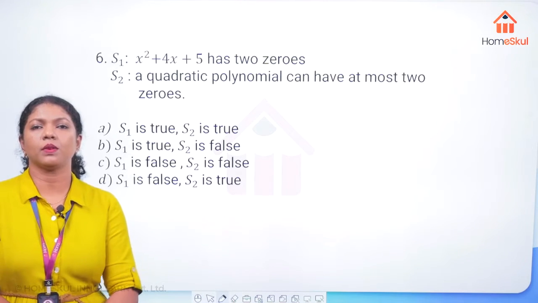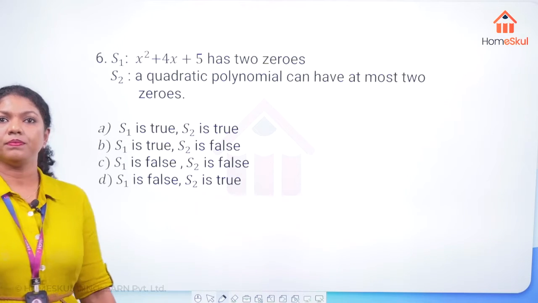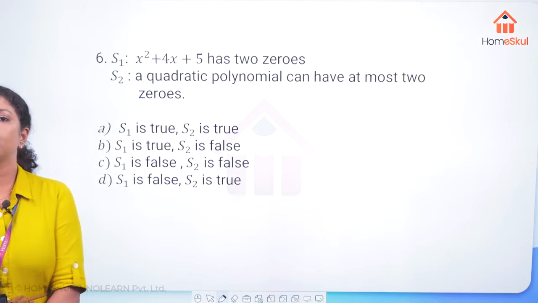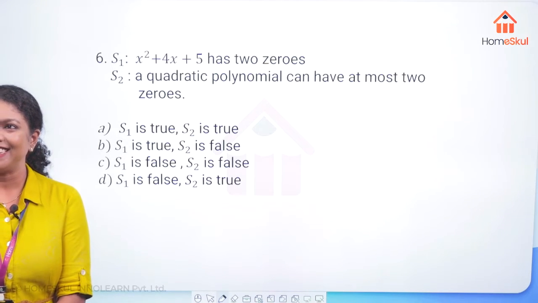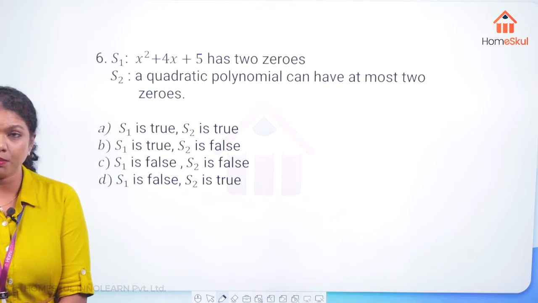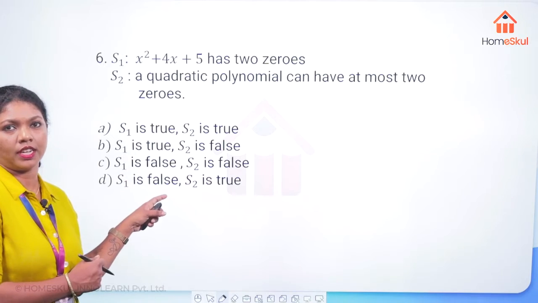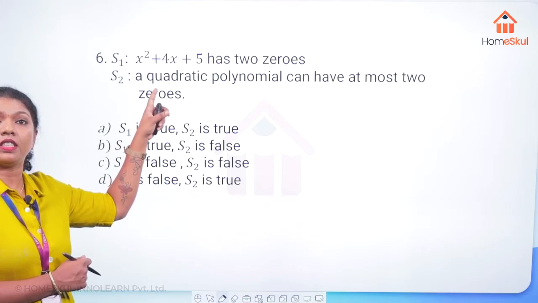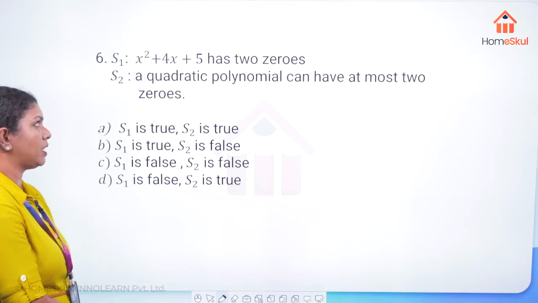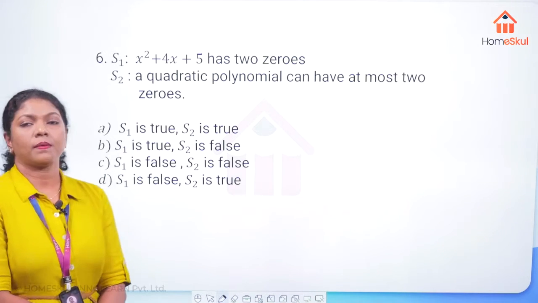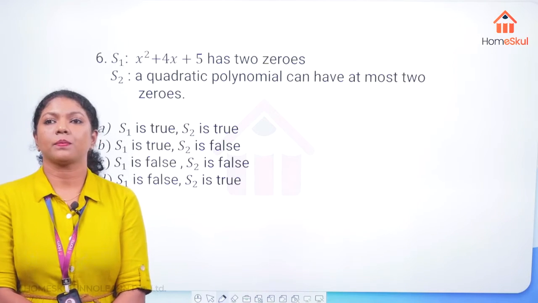So shall we try the first question? Yes, ma'am. If S1 is true, then S2 is false. That means if the first statement is correct but the second statement is wrong, then you have to choose the option accordingly. But before that, we need to check whether the statements are true or not. So how about the statement: x square plus 4x plus 5 has two zeros. Is it right?